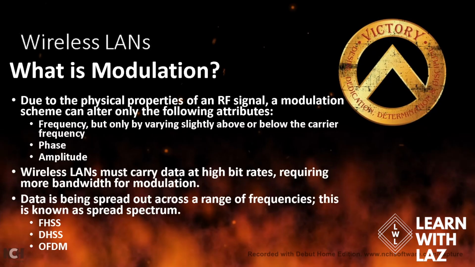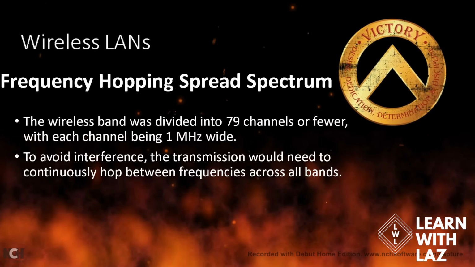And then in the beginning stages of wireless, this is something that we used, okay, frequency hopping spectrum, but that wasn't the best in the world, all right? So then came, let's see here, figures that we'll talk about when we get there. Frequency hopping spectrum, the wireless band was divided into 79 channels. Look at that, 79 channels or fewer, with each channel being 1 megahertz wide. Well, that's an issue, being 1 megahertz wide. And to avoid interference, as I mentioned, we need to continuously hop between frequencies across all bands. So imagine a channel that's only 1 megahertz wide. They're pretty tight in there.